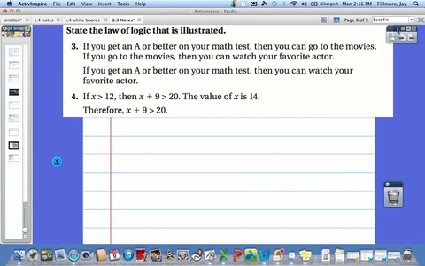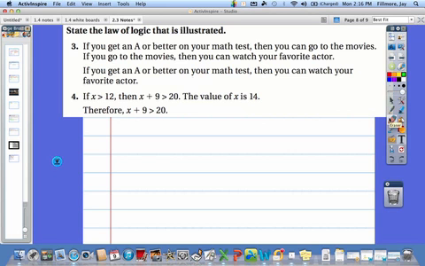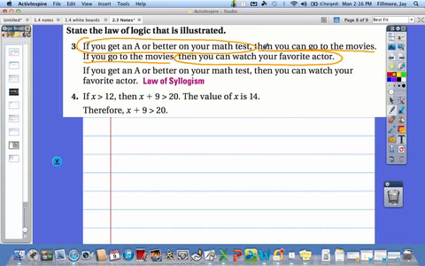For number 3, if you get an A or better on your math test, then you can go to the movies. If you go to the movies, then you can watch your favorite actor. So our conclusion, if you get an A or better on your math test, then you can watch your favorite actor. The answer is the law of syllogism, because you have one conclusion matching the other hypothesis, and for their conclusion, they crossed out the shared piece and kept the two pieces that were left. So if you get an A or better on your math test, then you can watch your favorite actor.